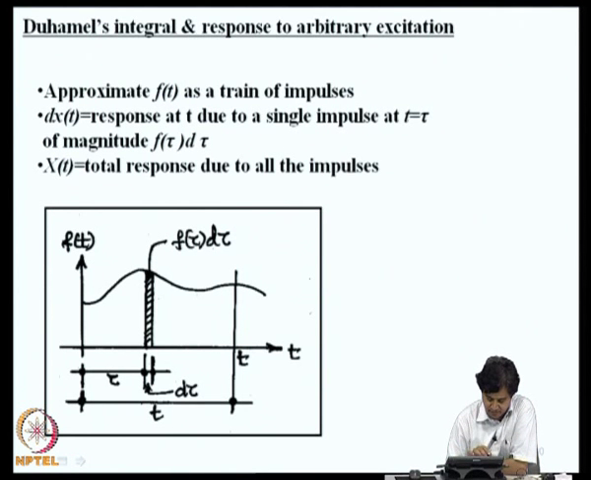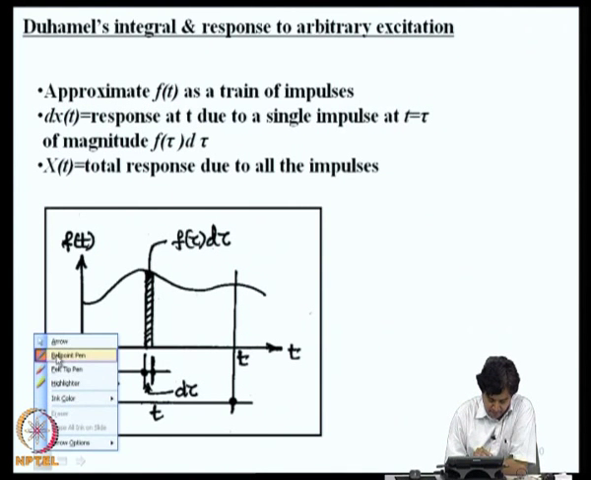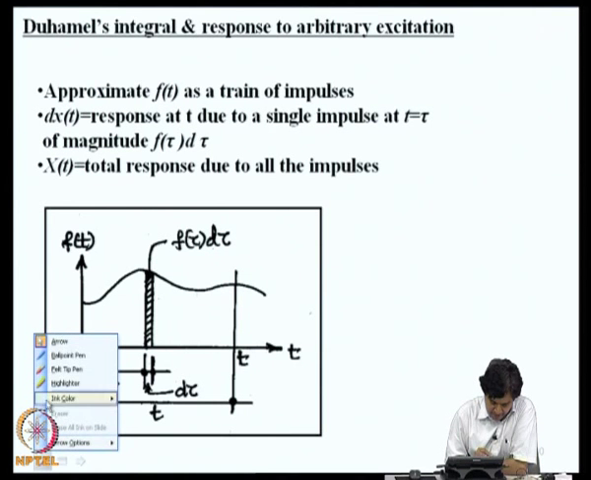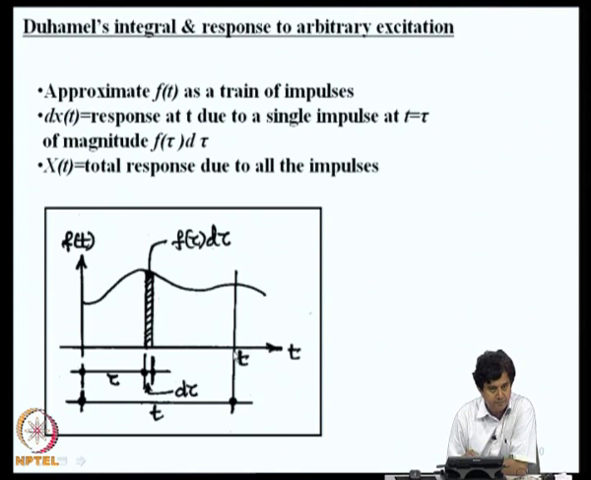Okay. Now, in the same spirit, when it comes to an arbitrary load in time acting on a single degree of freedom system, what we do is, we divide the time axis into a series of impulses. Say we consider a time instant tau and an increment d tau, and the area under this curve is f of tau d tau. This is an impulse. Now, we approximate f of t as a train of impulses. Suppose I am interested in constructing the response at time t.